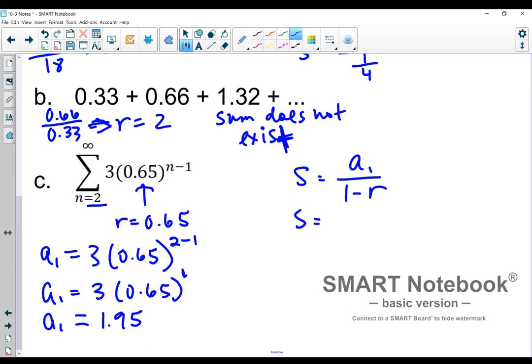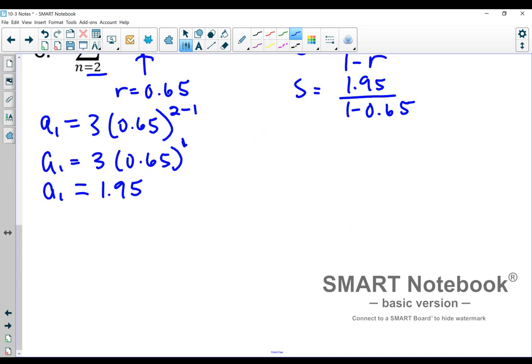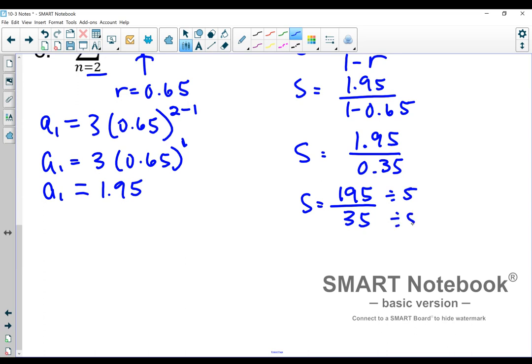So my sum is going to be 1.95 over 1 minus 0.65. So let's go ahead and subtract. That's 0.35. So I'm noticing numerator and denominator 2 decimal places. I always prefer to have a fraction. It's going to be more accurate. I'm going to call this 195 over 35 and then divide top and bottom by 5 to reduce. So that's going to be 39/7.